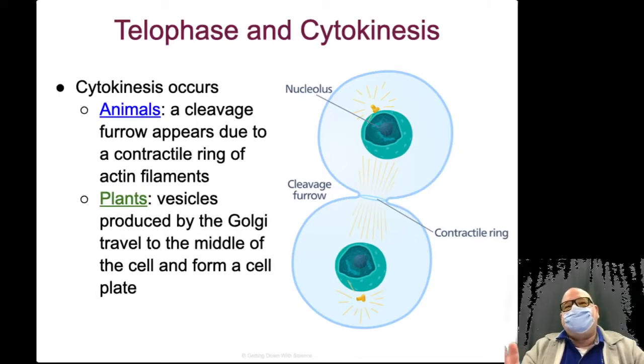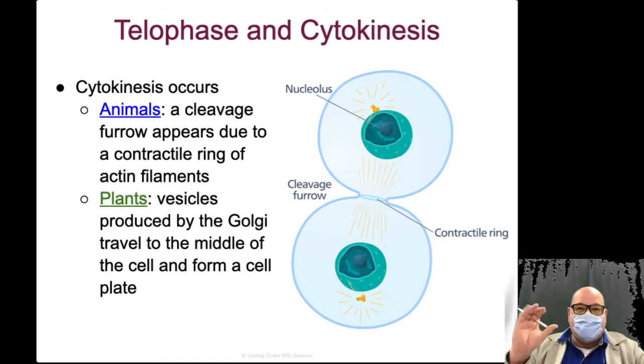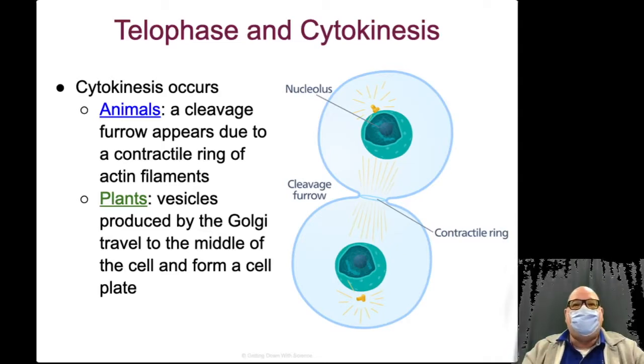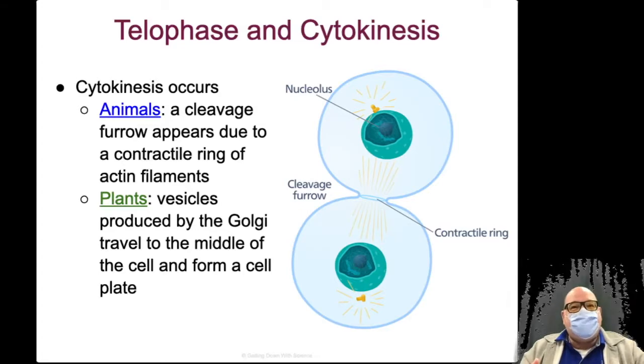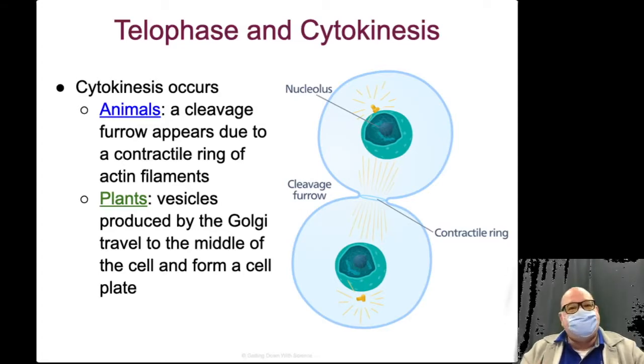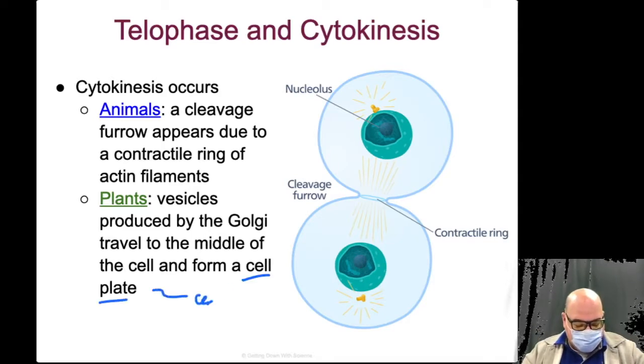So a couple things. This is where we have a little bit of a difference between plants and animals. In animals, we get this thing called a contractile ring, which is just a ring that contracts and closes down. That's driven by something called actin filaments. Those are found in muscles, and they move things around in cells as well. In plants, you get what's called a cell plate, which reforms the cell wall.